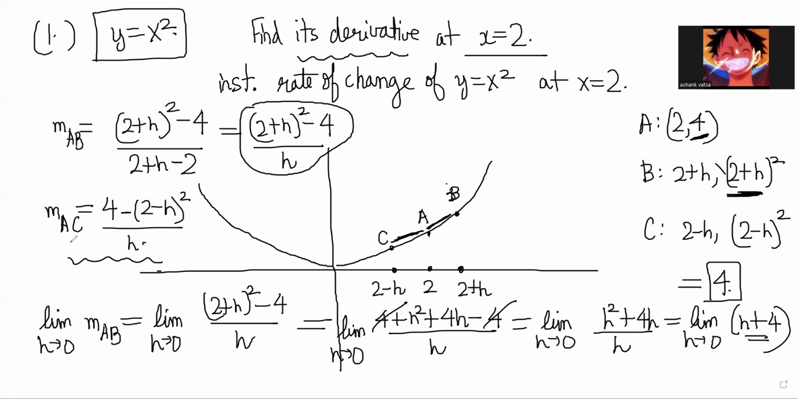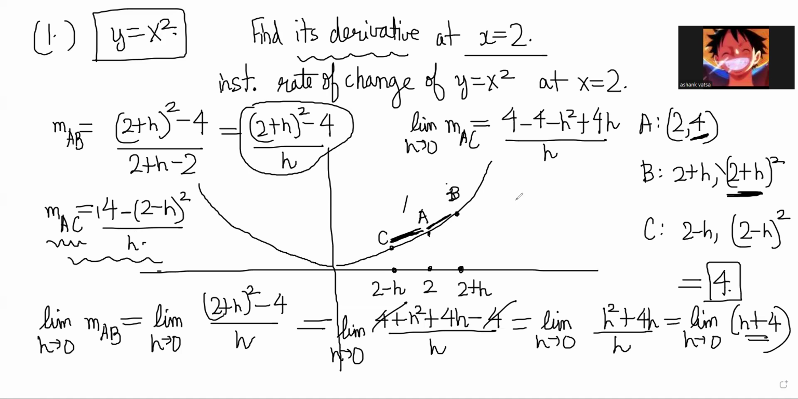Now let's check whether the right hand derivative and the left hand derivative is matching or not. So for left hand derivative, we'll have to take the slope of AC and put limit there, right? So AC, that would be this one. So calculate it, 4 minus h square plus 4h, right? By h.